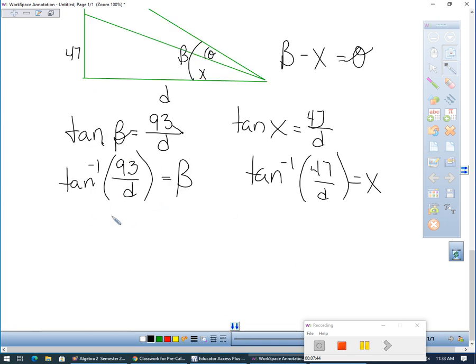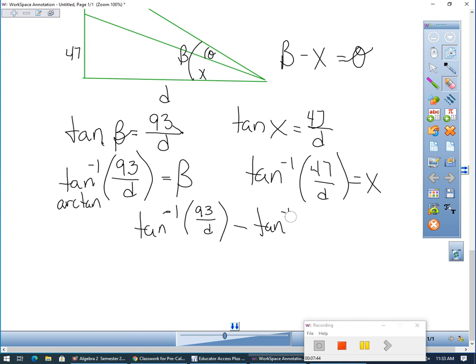So that means we're taking this first one, and whether we say tangent inverse or this is the same as arctan, right? Taking this one and subtracting that one. So we have the tangent inverse of 93 over d minus the tangent inverse, or arctan, of 47 over d.